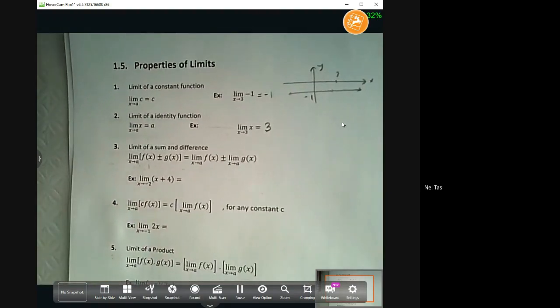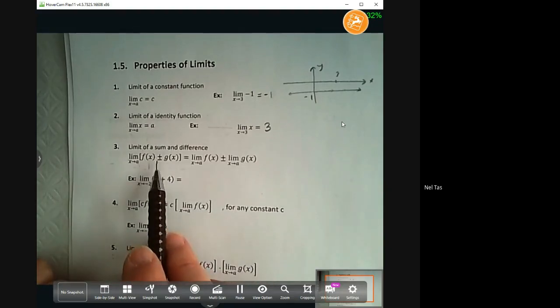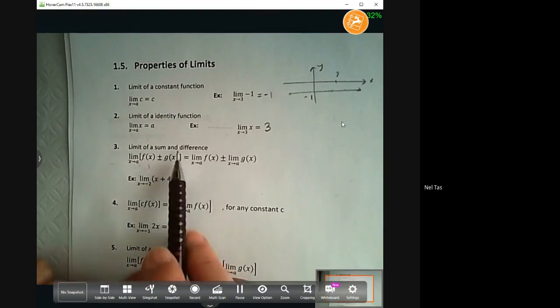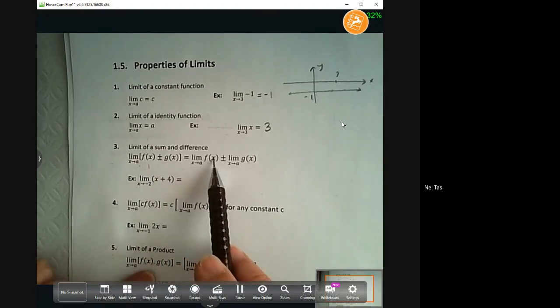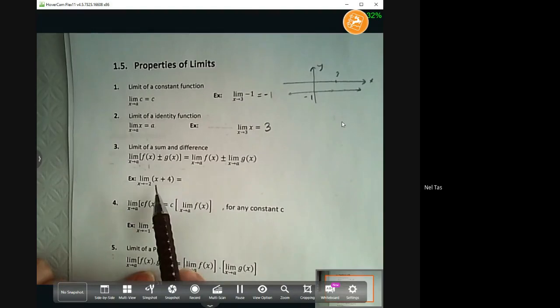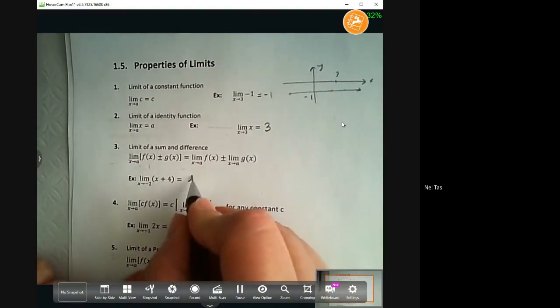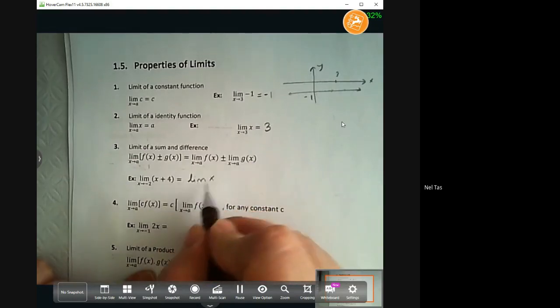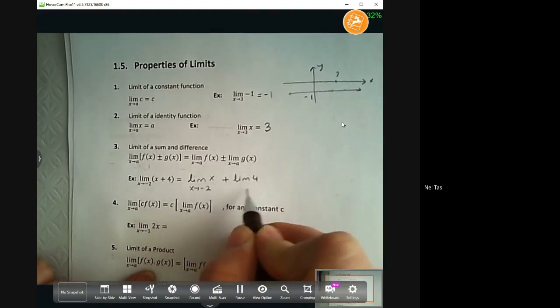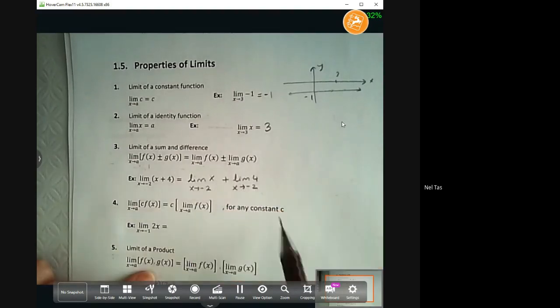Limit of sum or difference. If you have limit of f of x plus or minus g of x, as x approaches a, this can be written as limit of f of x as x approaches a plus or minus limit of g of x as x approaches a. So if we have limit of x plus 4 as x approaches -2, actually we can write this as limit of x as x approaches -2 plus limit of 4 as x approaches -2.